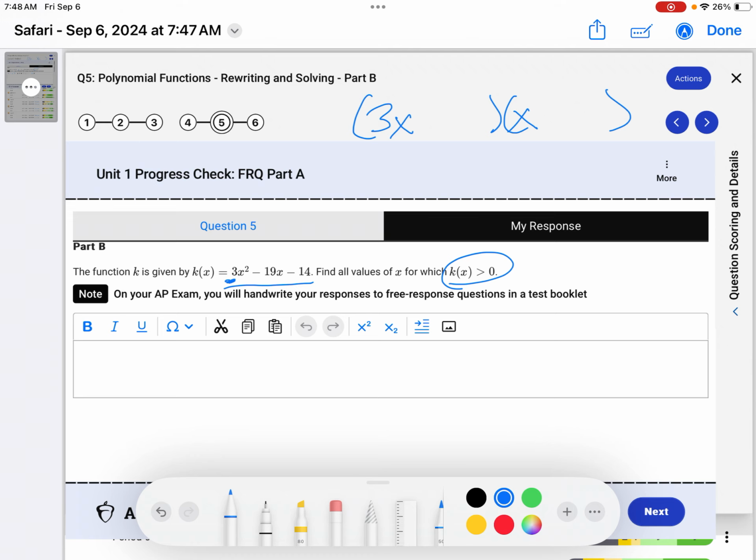So it should be, let's see, 3 and 1 is the only way to get 3, and then these have to multiply to get 14. So I think it should be 7 and 2 minus and plus. So that would be -21 plus 2, which would give you -19. Yeah, perfect. And then I would set my factors equal to 0. So if I set that equal to 0, I would get -2/3. And if I set that equal to 0, I will get 7. So those are my two x-intercepts.